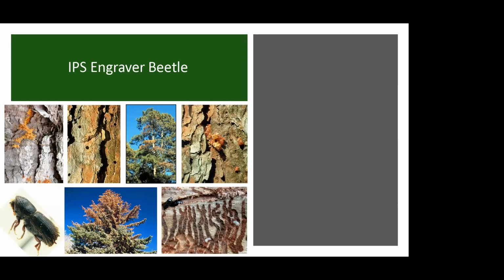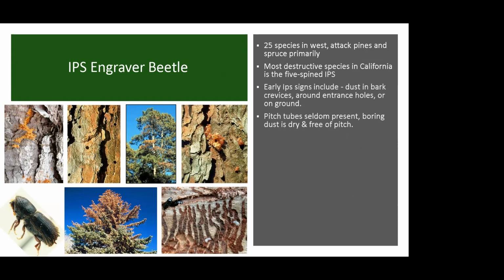Another beetle that attacks trees, Ips engraver beetle. In California alone, there are 25 species of Ips engraver beetles. These insects do very similar damage. It's one of the most destructive species in California. In fact, different Ips attack different parts of the tree based on the height of the tree. It's a bizarre thing. The early signs include dust in the bark on the left-hand side.